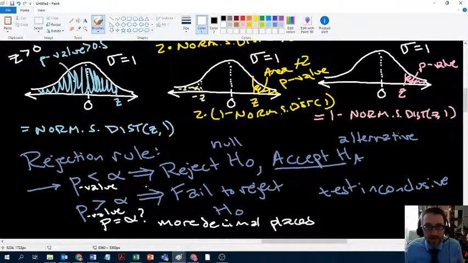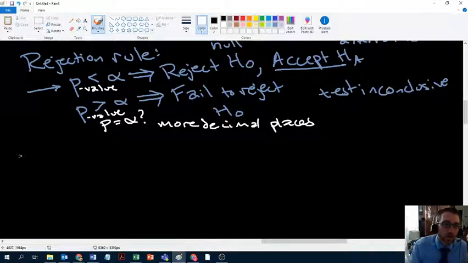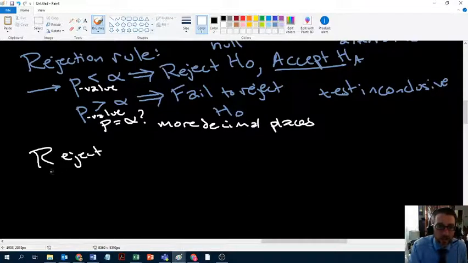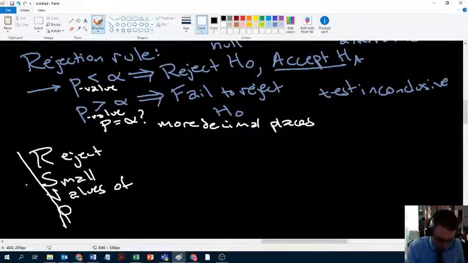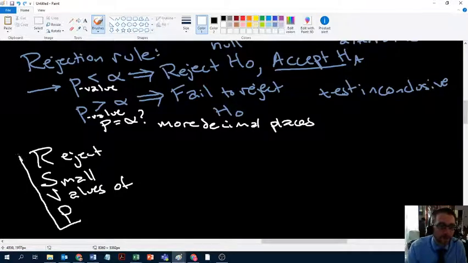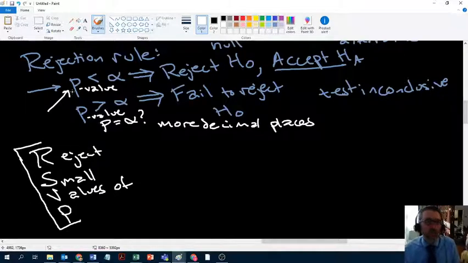Now, how do you remember this? I don't know, write it down, study a lot, practice. One of my classes came up with the mnemonic device: reject small values of p, RSVP. I don't know if that's useful for you. But if your p-value is small, what that says is the chance of seeing a sample like this, if the null is true, is really small. Maybe the null's not true. That's what we're really trying to get at here.